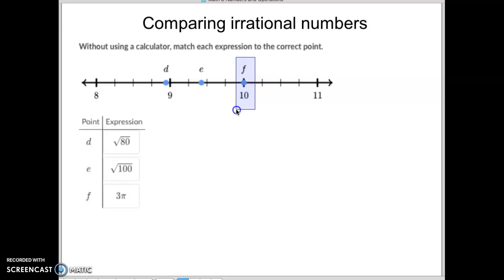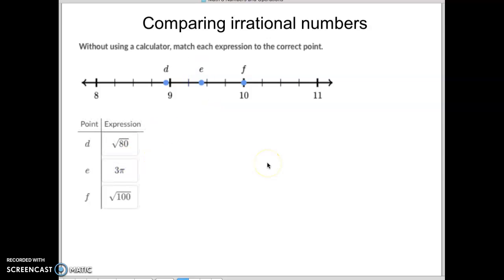I also like taking a look at the easy ones. Look at this F right here, right on 10. The square root of what number equals 10? You might say, oh, that would be 100. So this 100 right here should go down here to this F spot, because F will be the square root of 100. Then 3 times pi, which pi is 3.14, would put us in a good approximation for this letter E right here. So we would put those in the correct order.